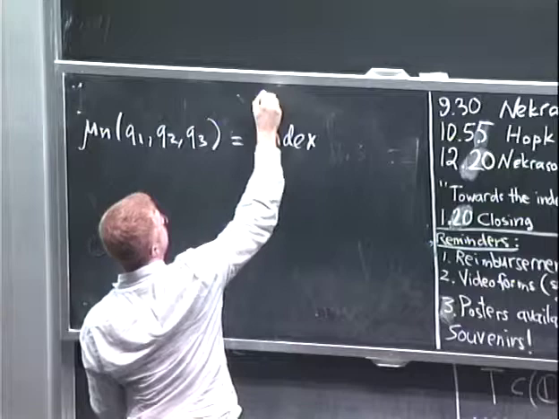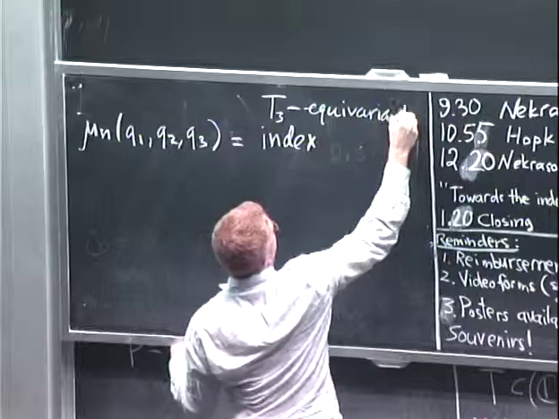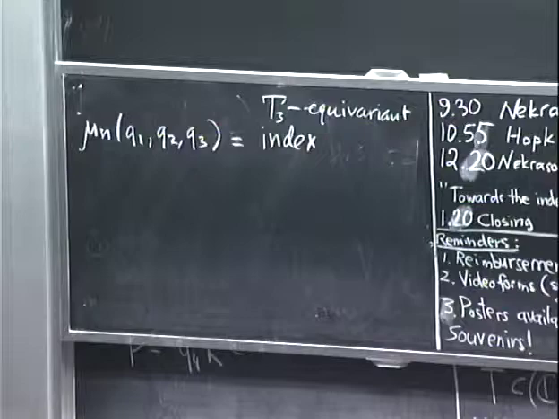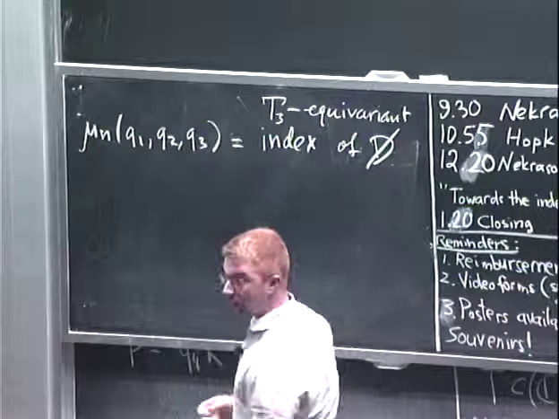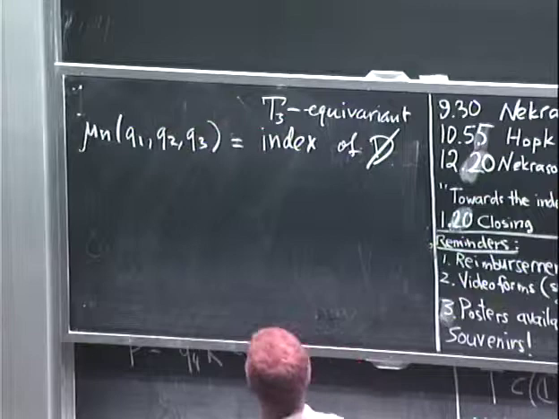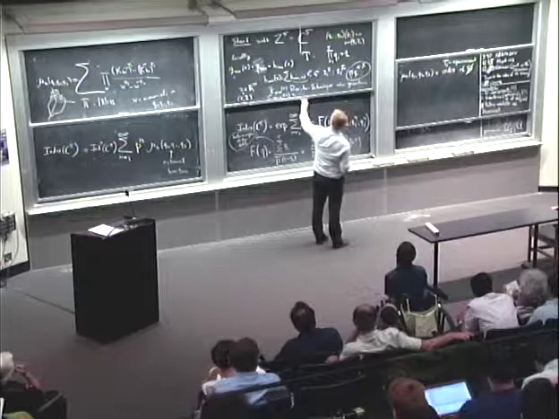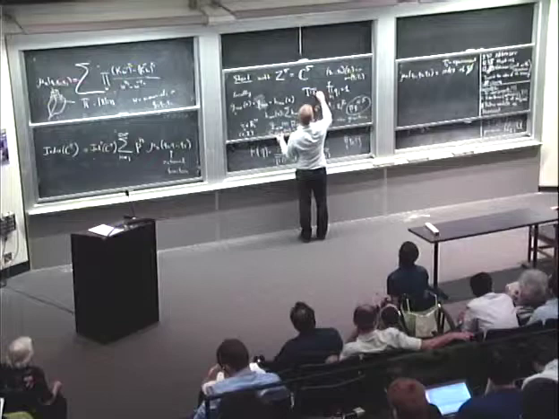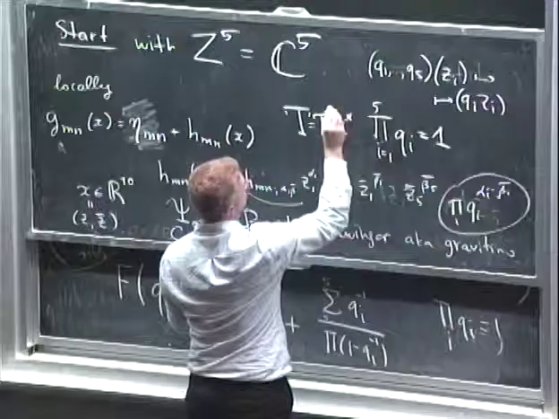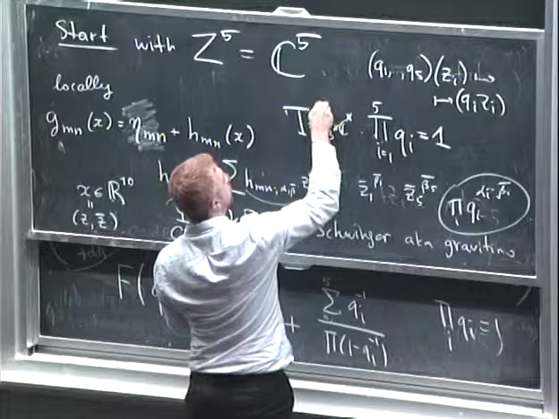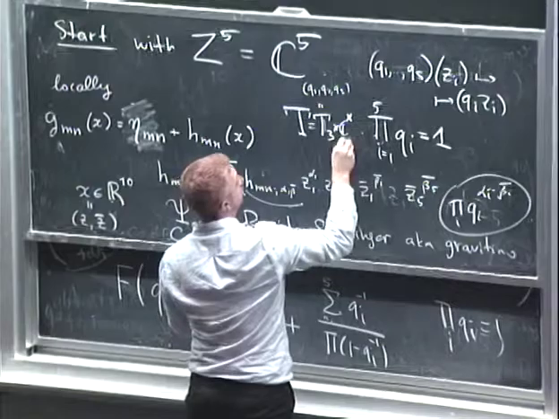So it's now T3 equivariant. T3 would be the torus spanned by the first three C stars. Index of Dirac operator, now it's this ordinary Dirac operator. This is Q1, Q2, Q3. Only three. No, Q's are coordinates on the torus. So my T can be written as T3 cross C star up to something discrete. And so T3 is spanned by Q1, Q2, and Q3. And C star is spanned by P.